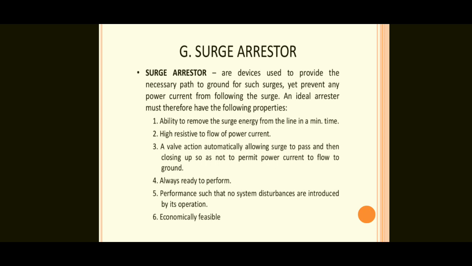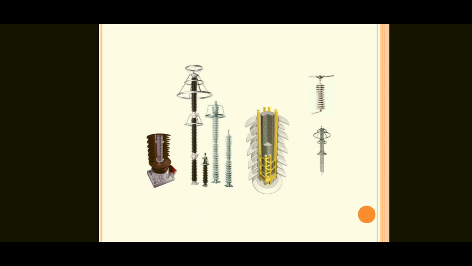So here surge arrestor means arresting the surges whenever high surges are present. The surge arrestor does not allow these surges into the substation. Here different types of surge arresters are present, lightning arresters like that. Here this figure shows the arrestor.